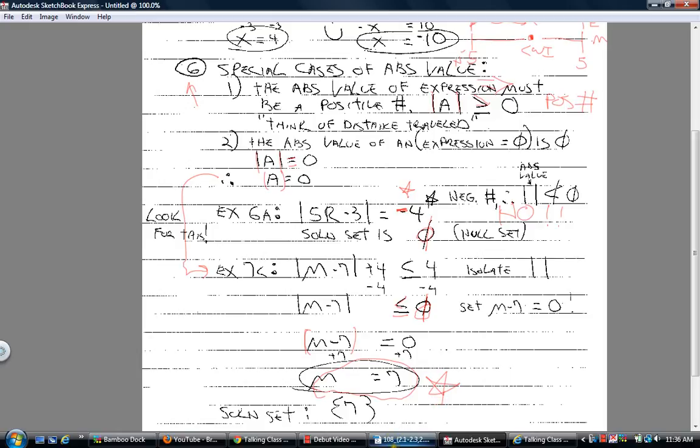Okay, so just keep those two little special cases in mind. Just a fast review. You must always have a positive value as the result of an absolute value. If it's ever negative, it's a null set. You can stop. If the absolute value turns out to be equal to 0, set the expression equal to 0 and find the value that makes that true. So if you say 7 minus 7, do you get 0? Yes, and that's the solution.